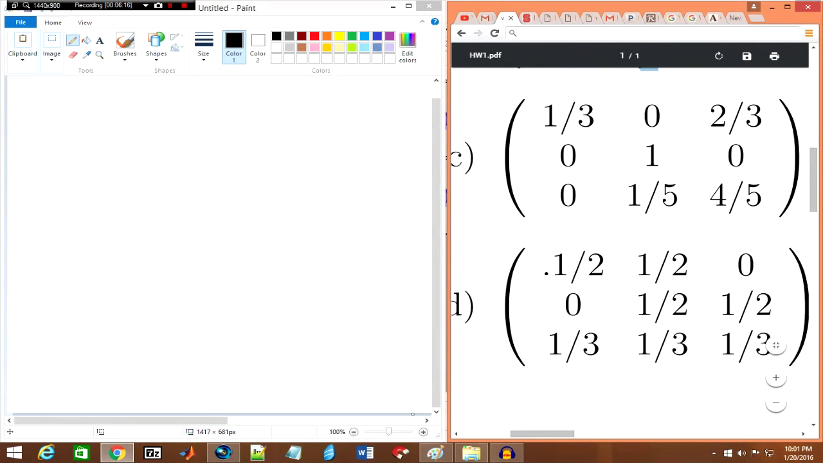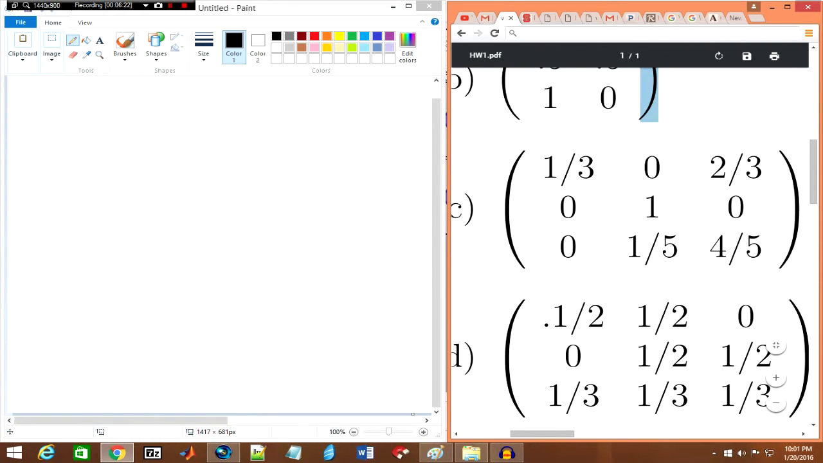They're very easy. So this matrix is a little bit more complicated. Oh, did I say B earlier? That's not the complicated one. C is the complicated one. All right. So we got a third, 0, 2/3, 0, 1, 0, 0, 1/5, I mean 1 over 5 and 4 over 5.